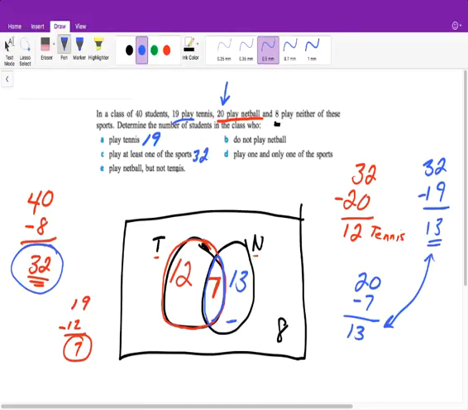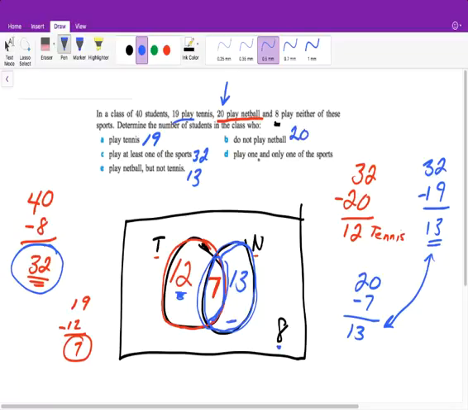How many people play netball but not tennis? So this is netball, and not tennis is this region here. So that will just be the 13. Do not play netball. Well, this is netball is this entire circle. So people who do not play netball is this 12 for the tennis, and these 8 who don't play tennis or netball. So that's a total of 20.